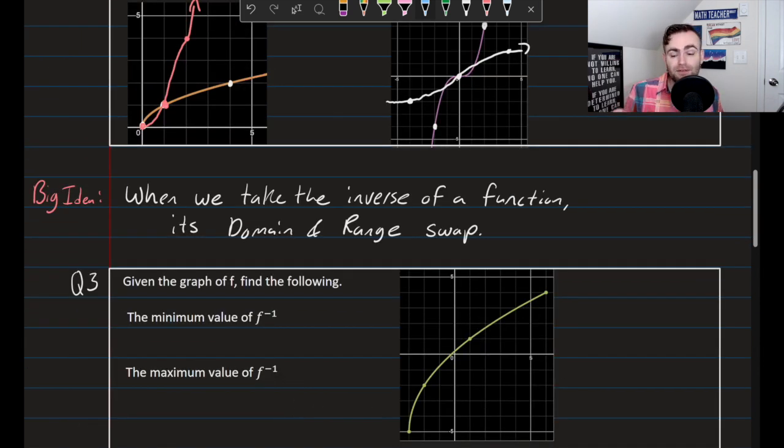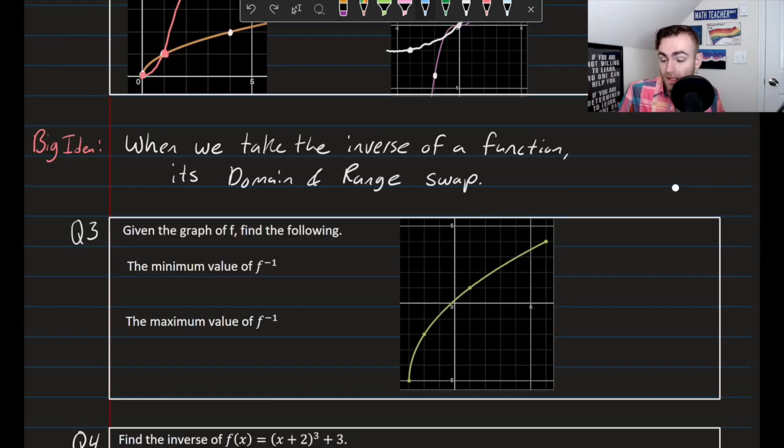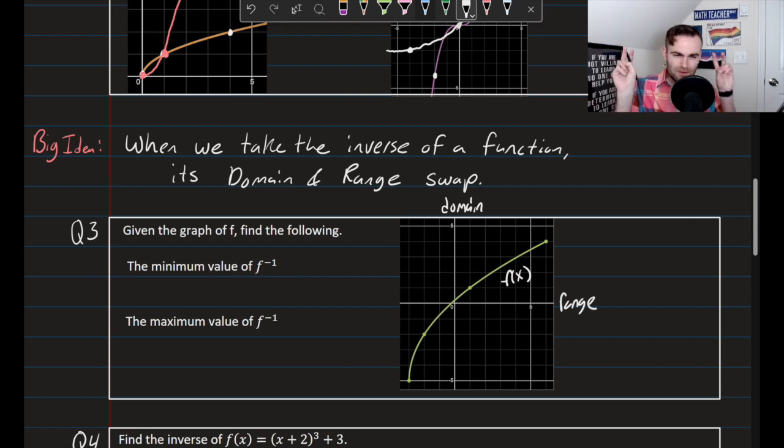So if we take the inverse of a function, its domain and its range are going to swap. That's the next big idea. So if we're given the graph of f, and we're trying to find the minimum value and the maximum value, we have to remember that our domain and range have swapped. So domain is now your y's, and your range is now your x's. And values are ranges, are typically the y's, the outputs. Well, the output is the input. Yeah. So we're looking here and here.